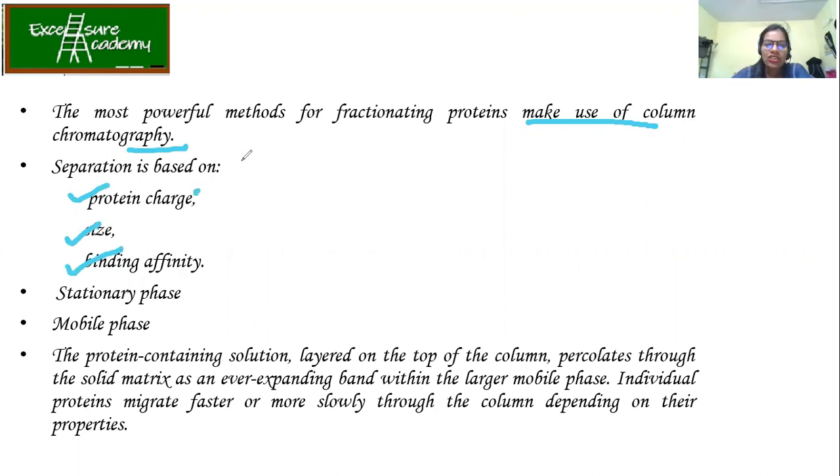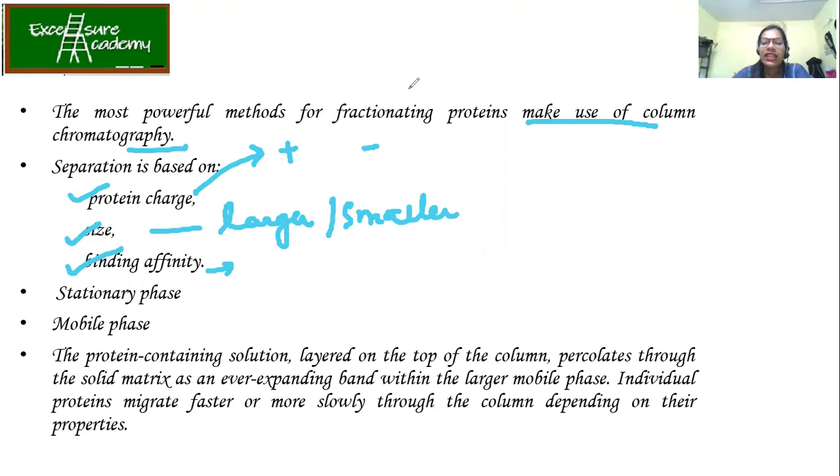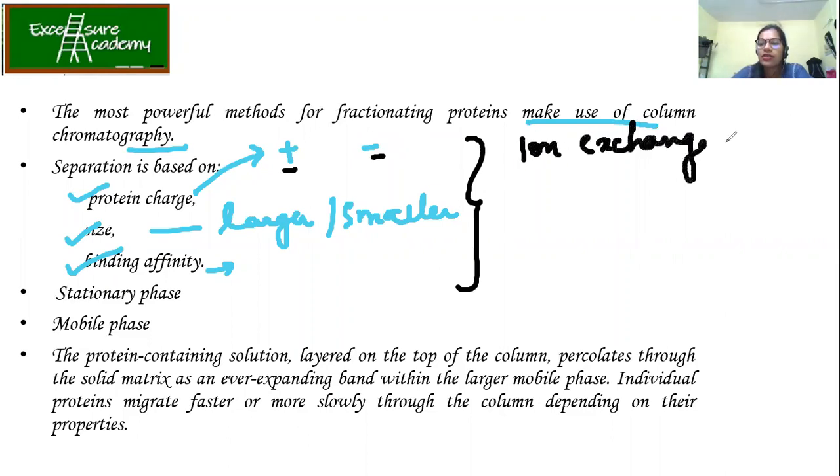So based on the protein charge, we can have either positive charge or negative charge of the proteins. Then size, whether it is a larger protein molecule or smaller protein molecule, right? And then based on the binding affinity. Now based on these factors, there are three chromatography types present. Based on the charge, that is plus and minus, it is called ion exchange, which is what we are going to discuss today.